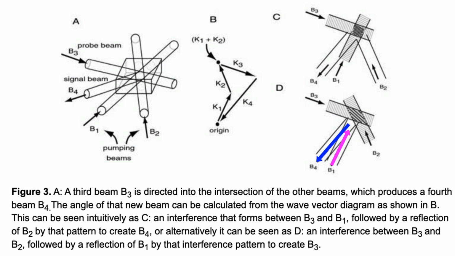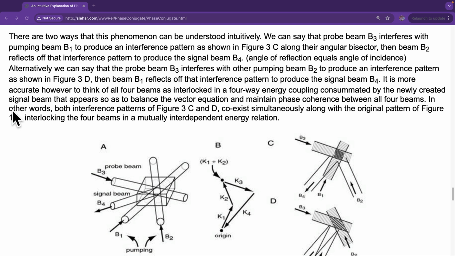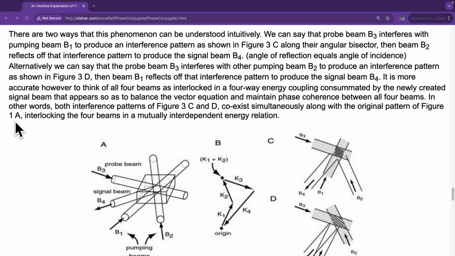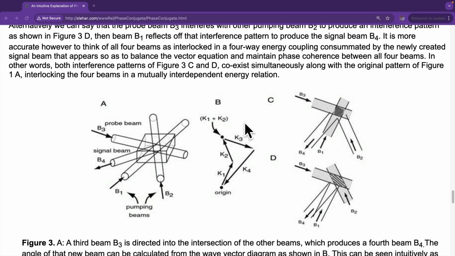It is more accurate, however, to think of all four beams as interlocked in a four-way energy coupling consummated by the newly created signal beam that appears so as to balance the vector equation and maintain phase coherence between all four beams. In other words, both interference patterns of Figure 3c and 3d coexist simultaneously along with the original pattern of Figure 1a, interlocking the four beams in a mutually interdependent energy relation.